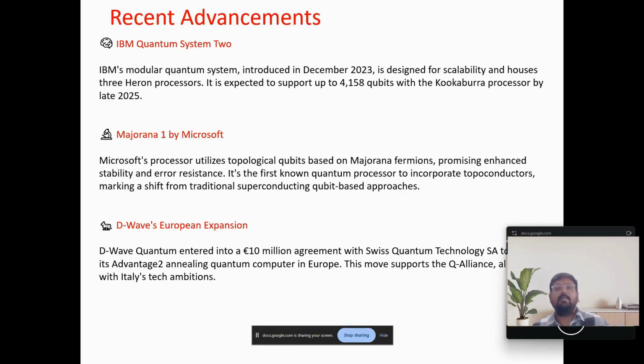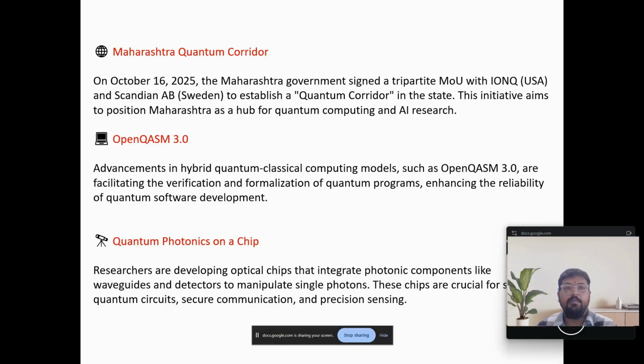So what are the recent advancements in quantum computing? IBM Quantum 2, released in December 2023, is designed for scalability and houses three Heron processors, and it is expected to reach up to 4158 qubits. The second one is Majorana by Microsoft, and D-Wave's European expansion. The Maharashtra Quantum Corridor is also using quantum AI with IonQ, SCA and Scandian AB to establish a quantum corridor in its state.